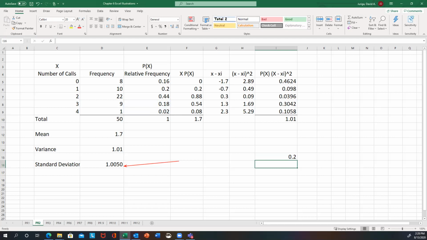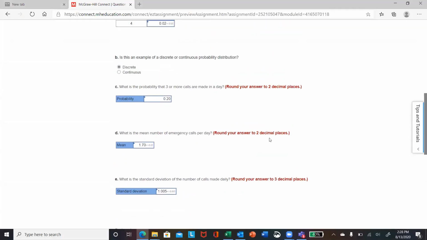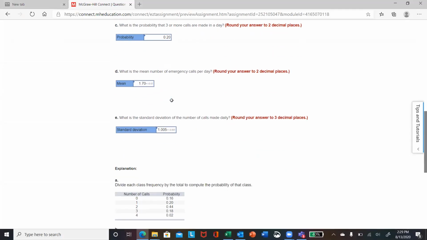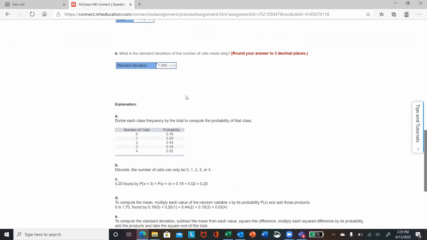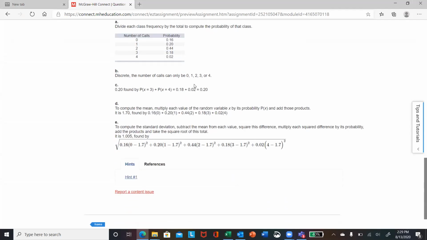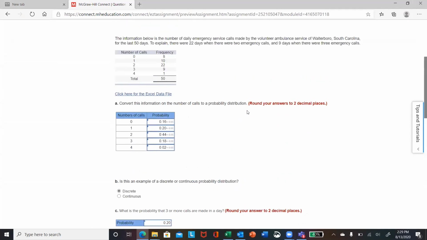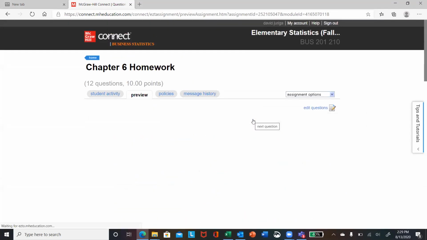Part D was simply what the mean was, and the standard deviation, I believe I already answered. And so that's that one. Let me go back to our screen just so you can see the final answer. So here are your answers on that probability. There's the mean, of course, there's the standard deviation. And here's all the explanations again, but I think if you follow my Excel worksheet, it'll make more sense to you. All right, so that is number 2.